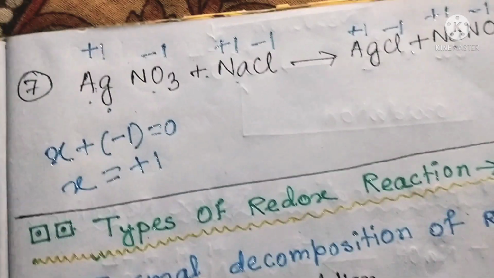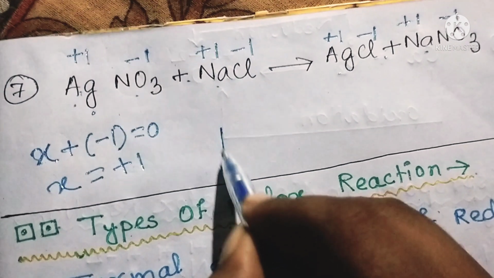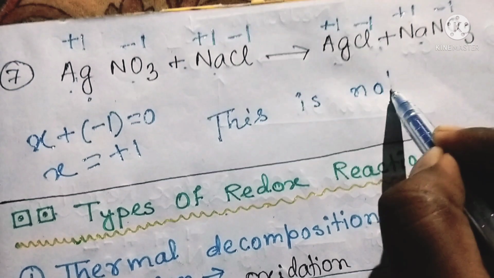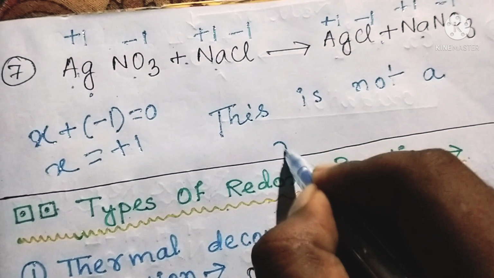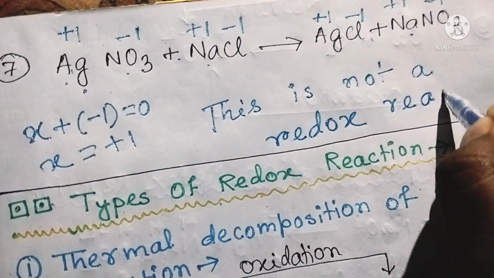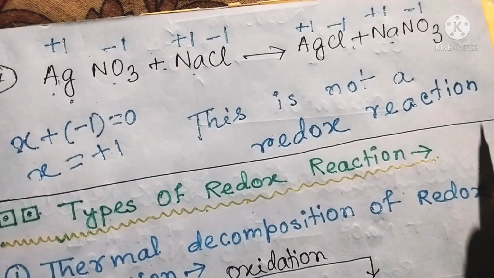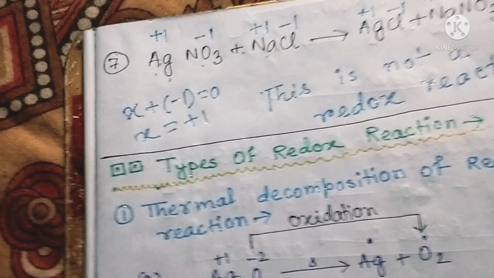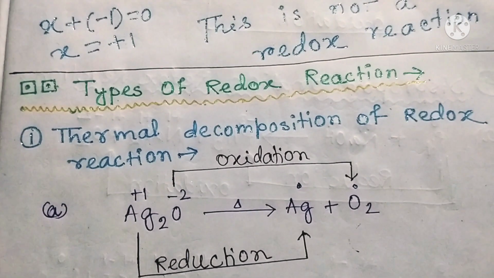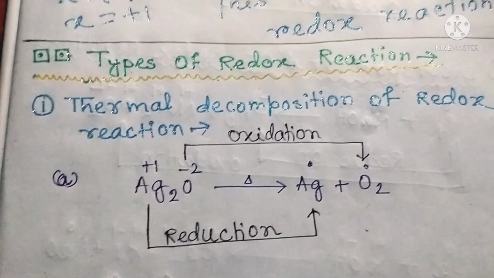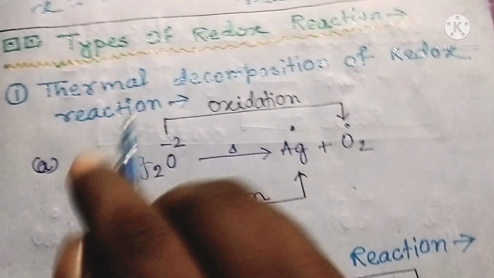So what can we say? We can say that this is not a redox reaction. Now let's see the types of redox reaction. First type is thermal decomposition redox reaction.